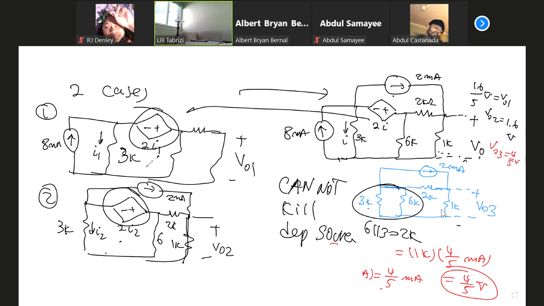Can I use nodal on this equation? You can use nodal here. Yeah, nodal is perfect. Actually, nodal is the best for this. Can you include it in an answer key in our email? For this one, nodal. I already did the nodal. This is nodal, V1.